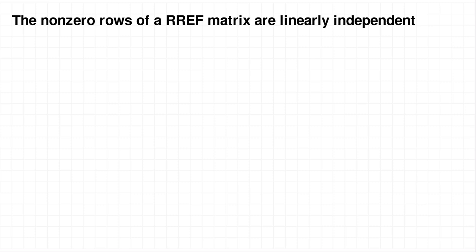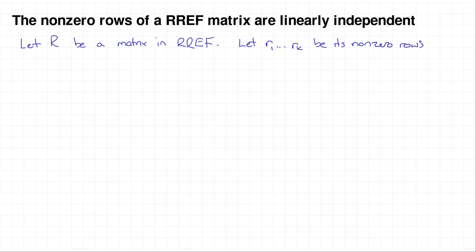Let's now prove this result, saying that the non-zero rows in a row-reduced echelon form matrix are linearly independent. So we will let, actually we'll give this a different name, let capital R be a matrix which is in row-reduced echelon form. And we will let R1 up to Rk be its non-zero rows. I only want the non-zero rows here. Now, each non-zero row in a row-reduced echelon form matrix contains a leading entry. We're going to write down some notation for the column number of the leading entry in row i.